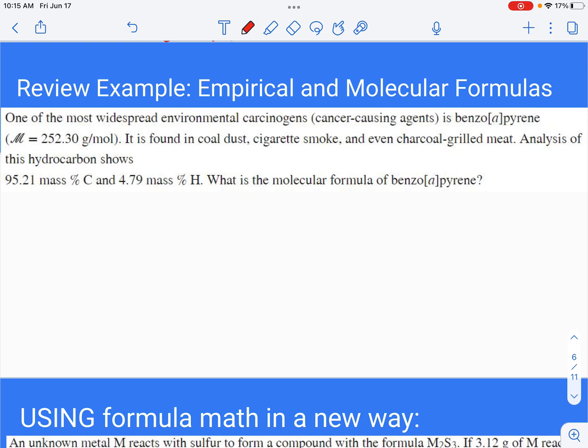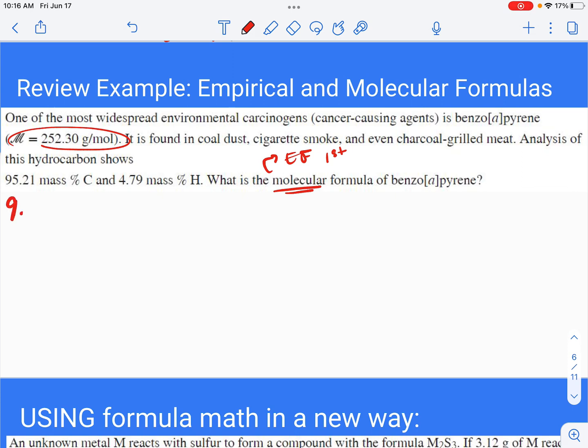Okay. So I'm going to do percent to mass, mass to moles, divide by small, multiply to whole. And then they asked me for the molecular formula. So I knew this, right? The molecular formula means that I need the empirical formula first. And then they gave me the molecular mass here. So I can take that last step. So let's go ahead and see what we've got.